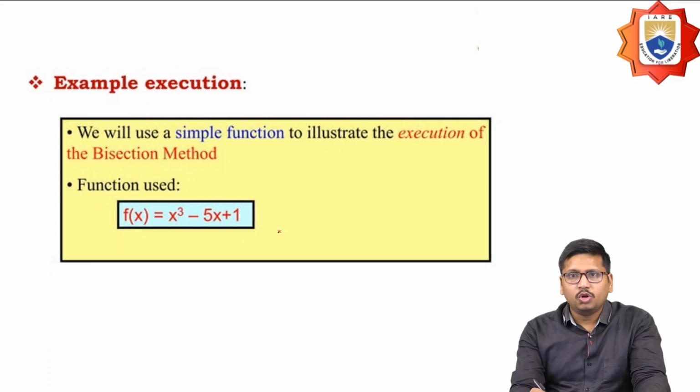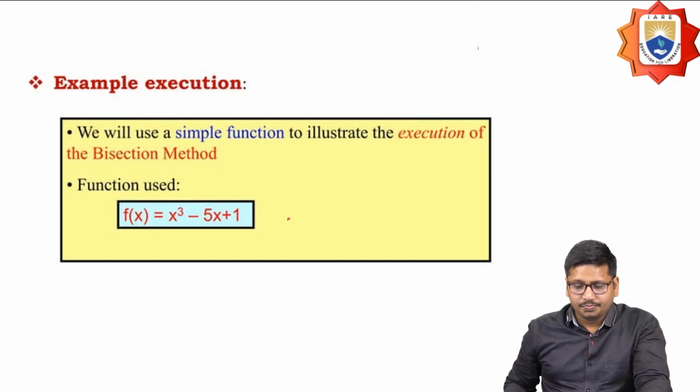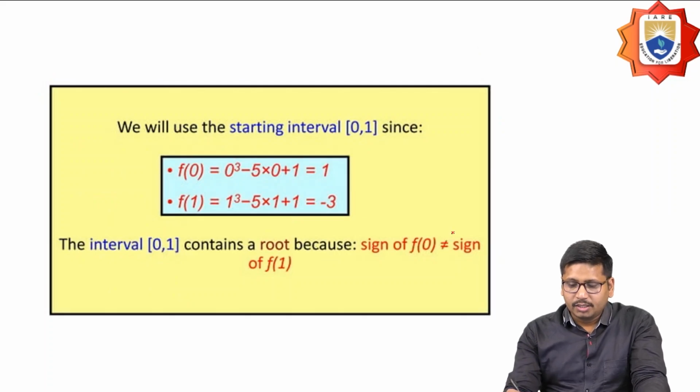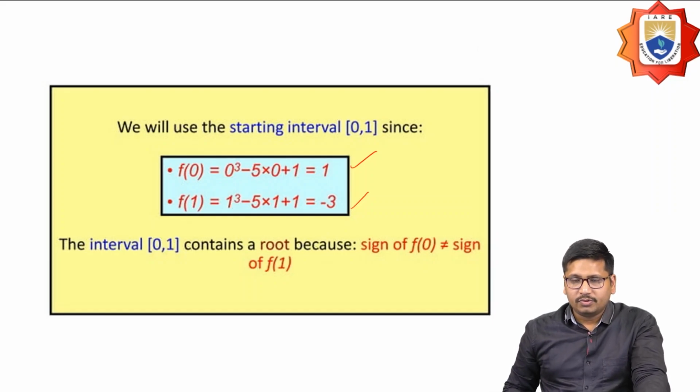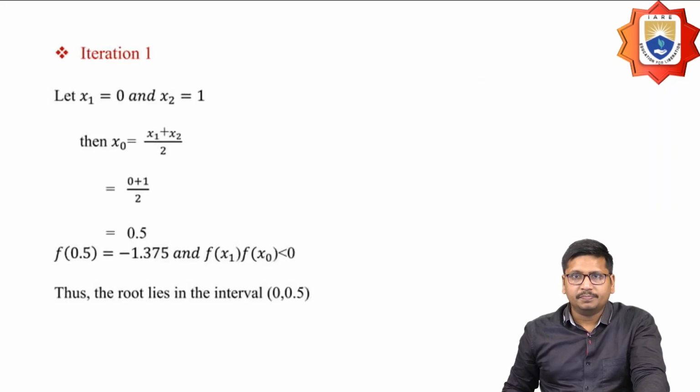The function is defined as x cubed minus 5x plus 1. I'm going to take the interval between 0 and 1. Substituting the values, f of 0 is 1, and f of 1 is minus 3. The signs are not equal here, so the interval 0 and 1 contains the root, because the signs of f of 0 and f of 1 are different.